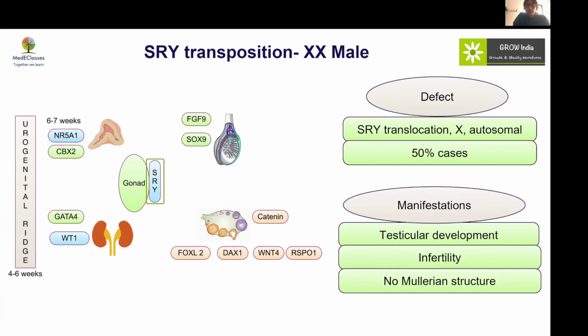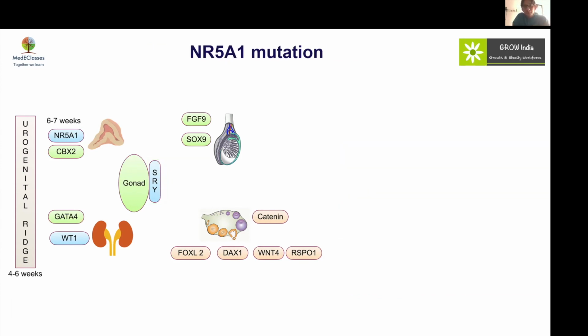Primarily they are infertile males because there is no development of sperm, and this SRY gene induced androgen can inhibit the Mullerian structures, so there are no Mullerian structures. So phenotypically they are male, but genotypically they are XX. So they are called XX male.